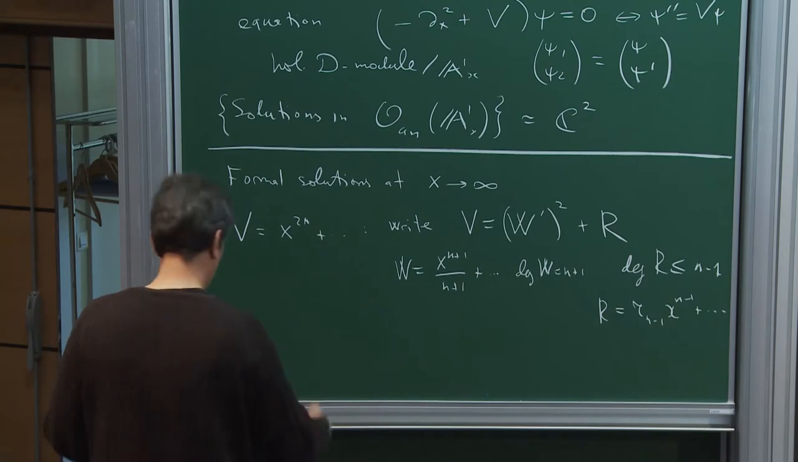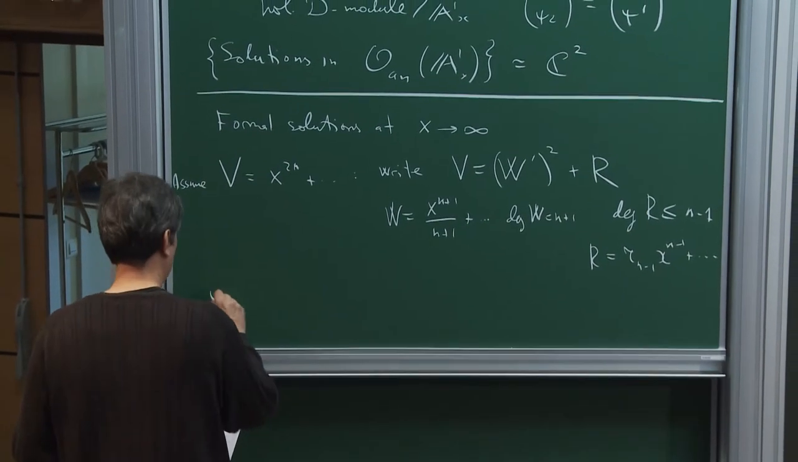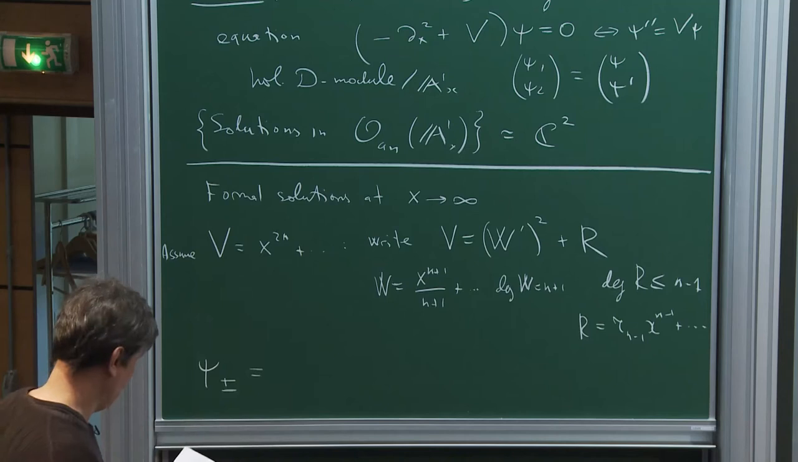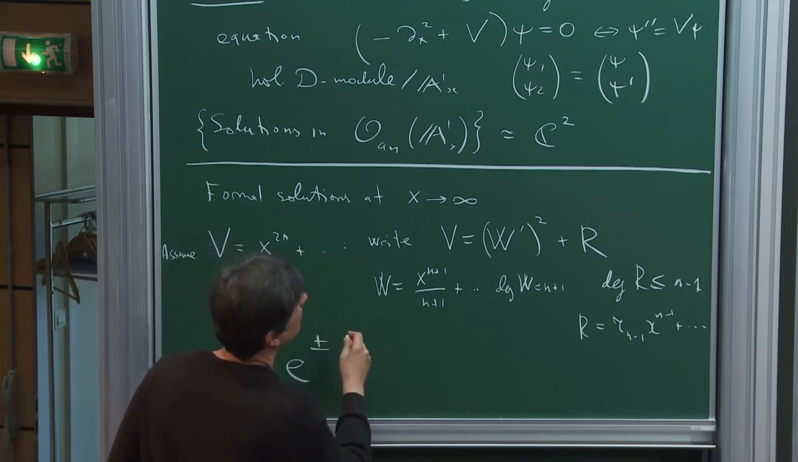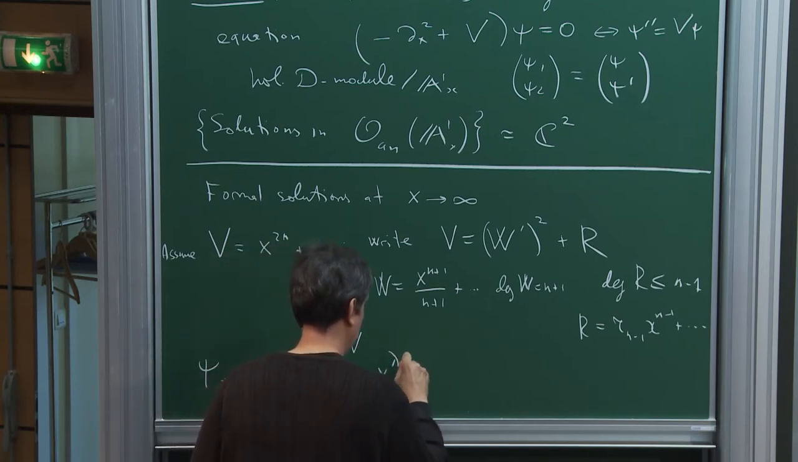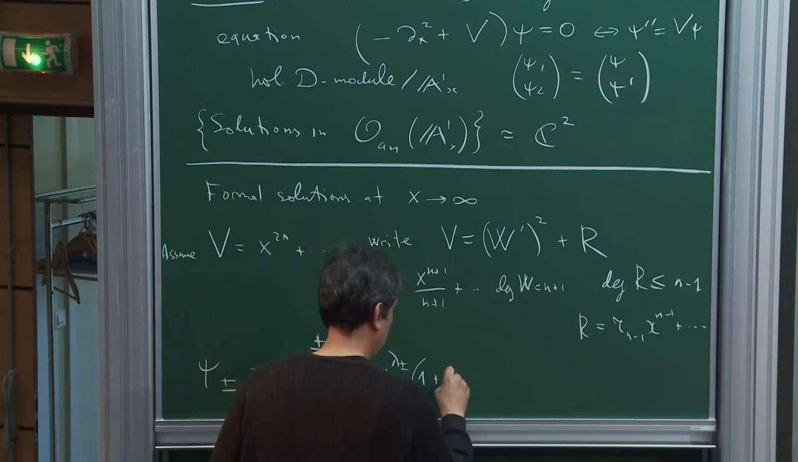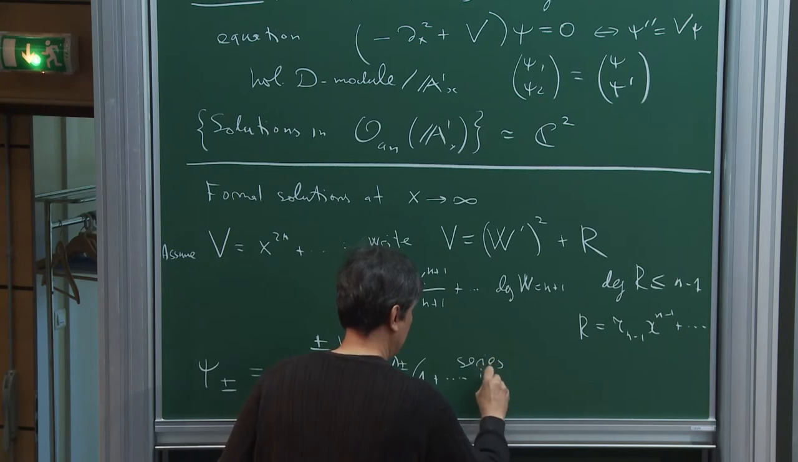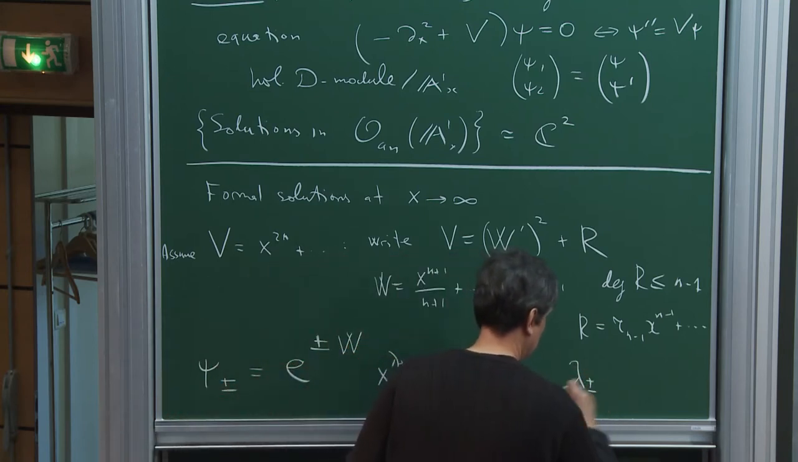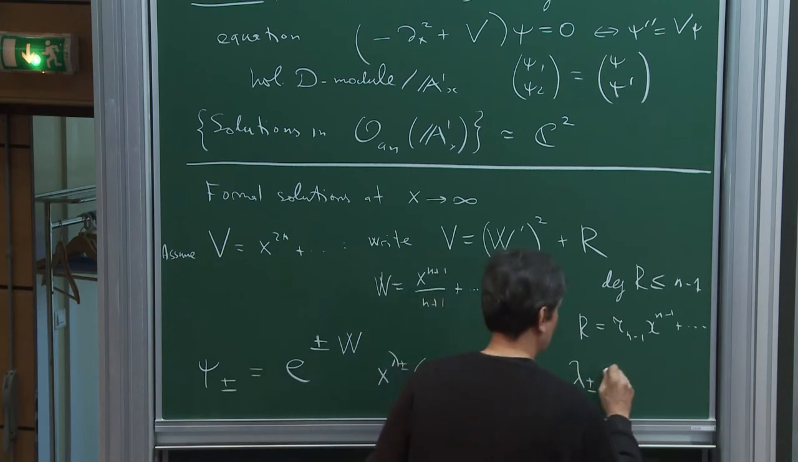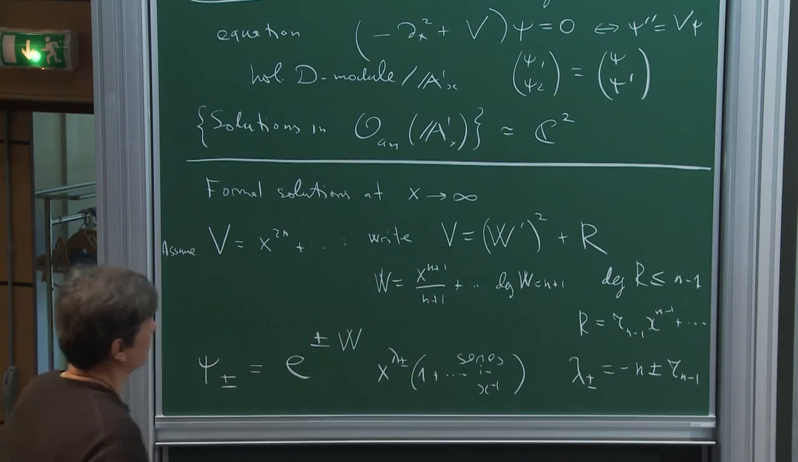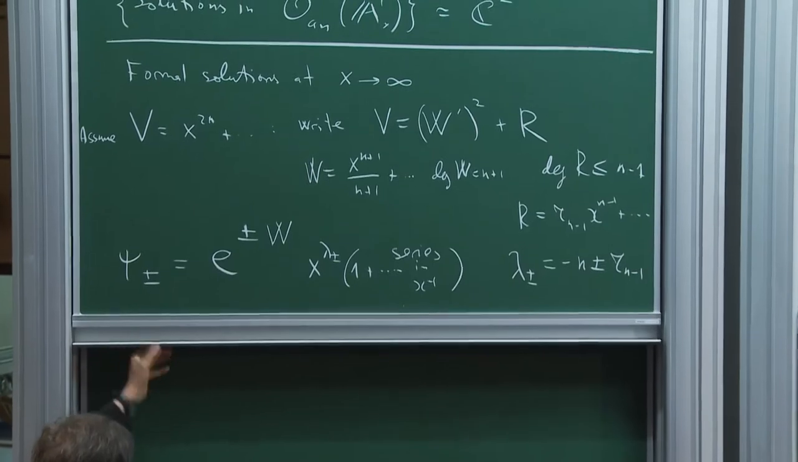Then one can solve this equation in expressions like this. So one can write psi plus minus; it will be two formal solutions. It will be the exponent of plus minus w, multiplied by some power of x, and a series in x inverse. The lambda plus minus, I give you as an exercise, is equal to minus n plus minus this leading coefficient.